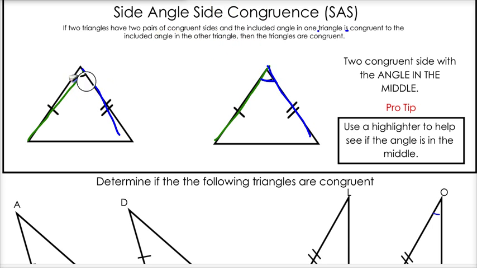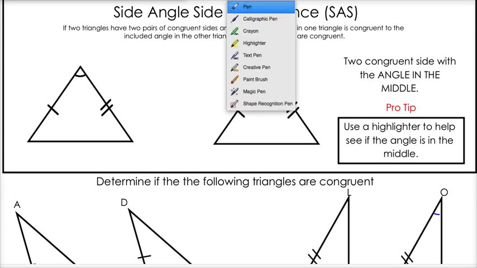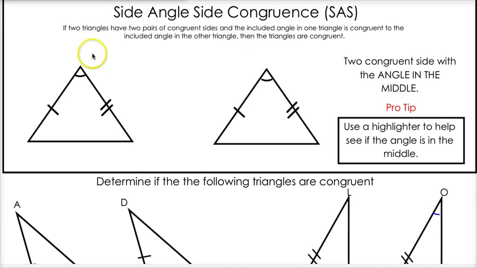Let me make this a little easier for you. How to determine using side, angle, side: there must be two congruent sides with the angle in the middle of those sides. The angle must be in the middle. The way you can determine that is by using a highlighter. That's really going to help you.